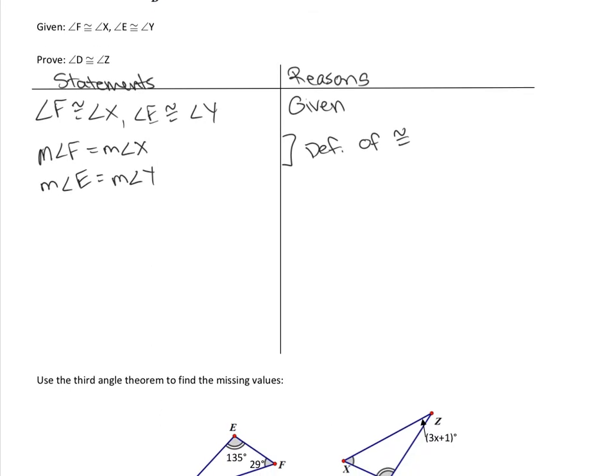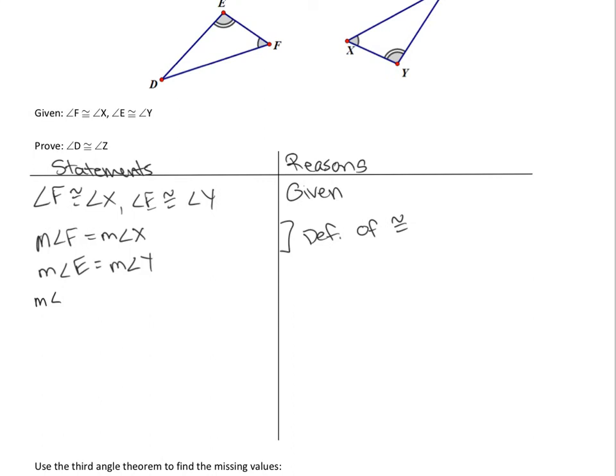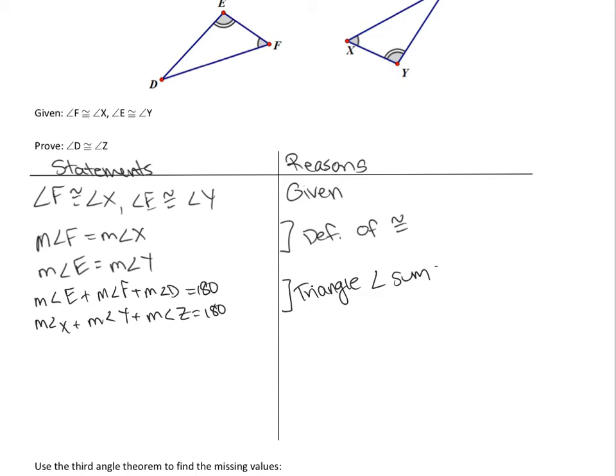So now I am going to think about the angle addition postulate. So I know that the measure, oh, I shouldn't have scrolled up because now I need to see the whole triangle. Measure of angle E plus the measure of angle F plus the measure of angle D must equal 180, and the measure of angle X plus the measure of angle Y plus the measure of angle Z must also equal 180. Both of these are the triangle angle sum theorem.